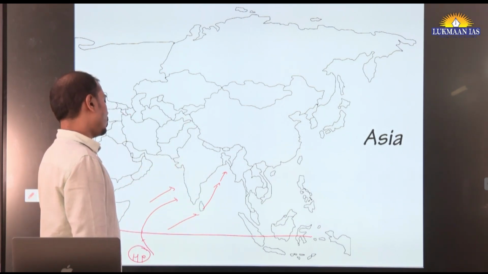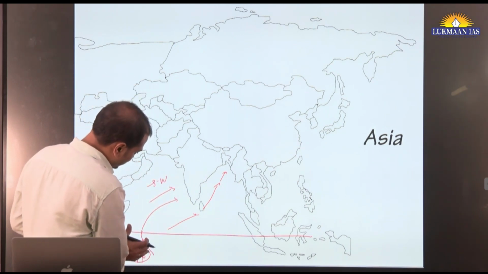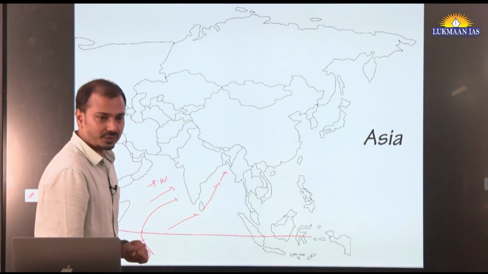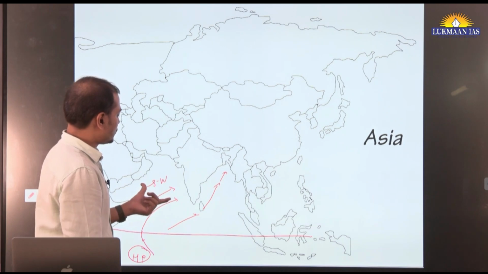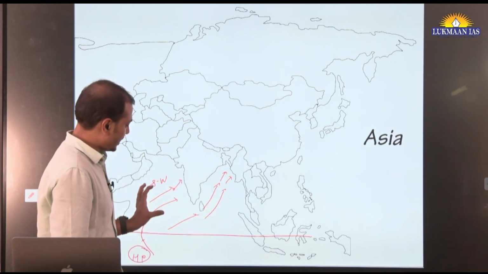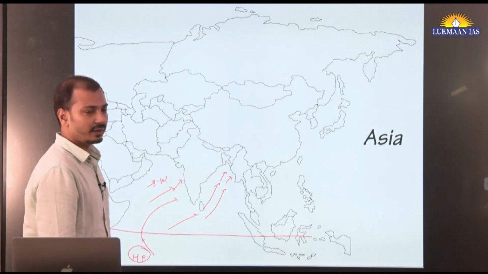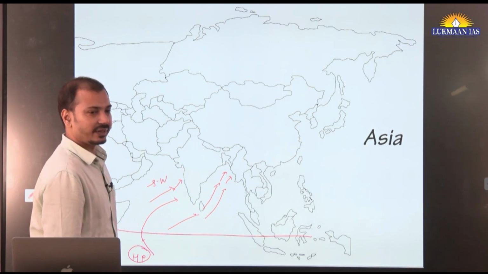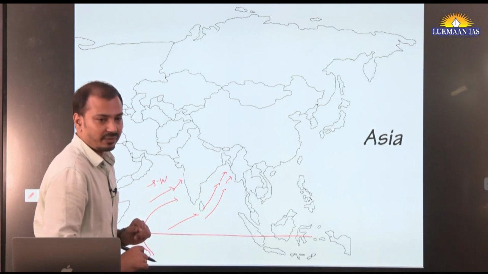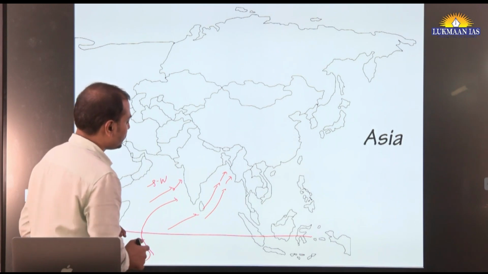Now these monsoon winds are called southwest monsoon, because the winds are moving from southwest to northeast, that's why it is called southwest monsoon. These southwest monsoon winds are divided into two branches. One is the Arabian Sea branch, the other is the Bay of Bengal branch. Okay, we'll understand how it gives rainfall. First of all, the Arabian Sea branch can be divided into three parts.